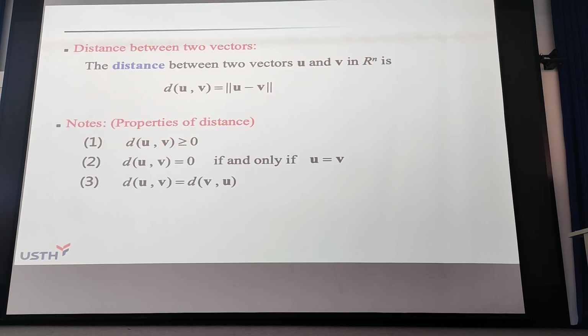Then we define the distance between two vectors. The distance between two vectors u and v in Rn is defined by that one. And similarly to the length, it has properties like that. So I list them here.